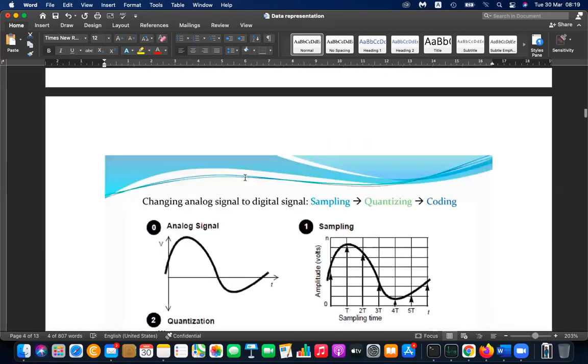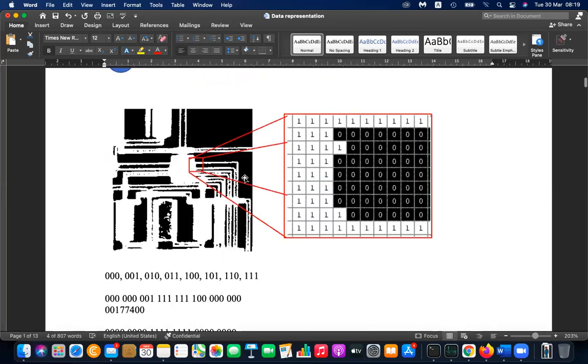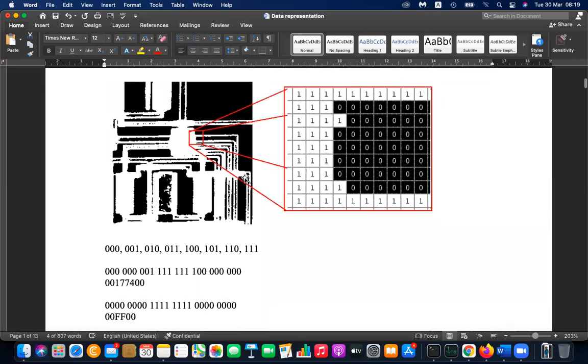Okay, do you need to take a screenshot of this? Quickly take that. This is how images are represented. Okay, sir. Okay.